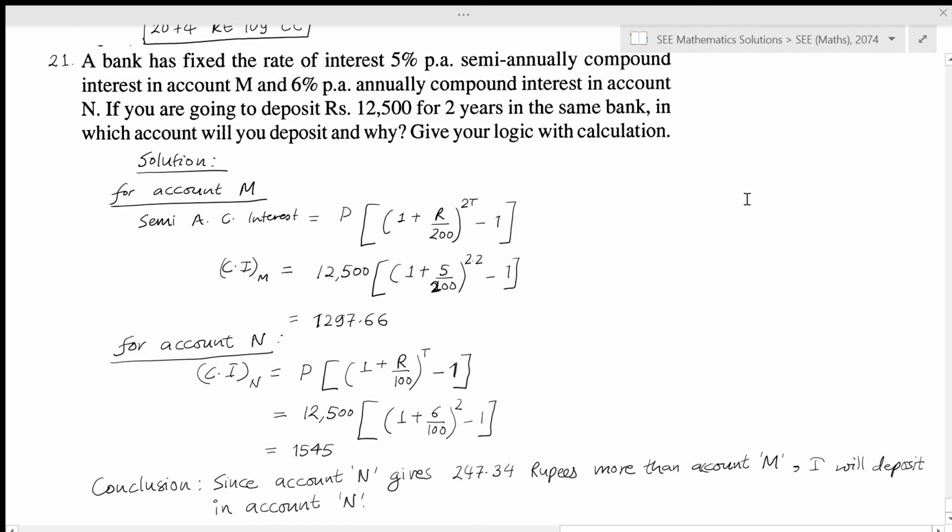All right, great. And this doesn't look like a heavy calculation. You just have to be very careful using this formula, where you have to divide by 200 or raise to 2t, and where you have to do minus 1 in the formula, right? So just be careful on these kinds of things, and the other things you will do nicely.